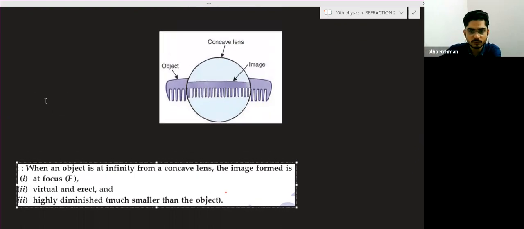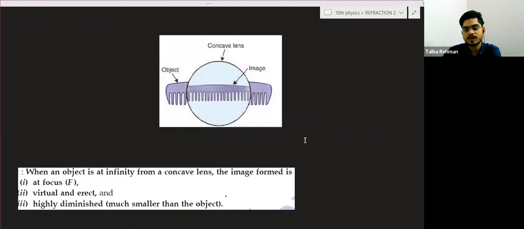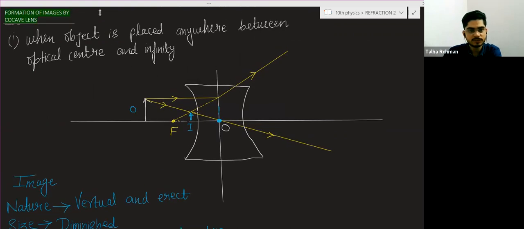So you can note down both the points, and no need to draw this. Just note it down.